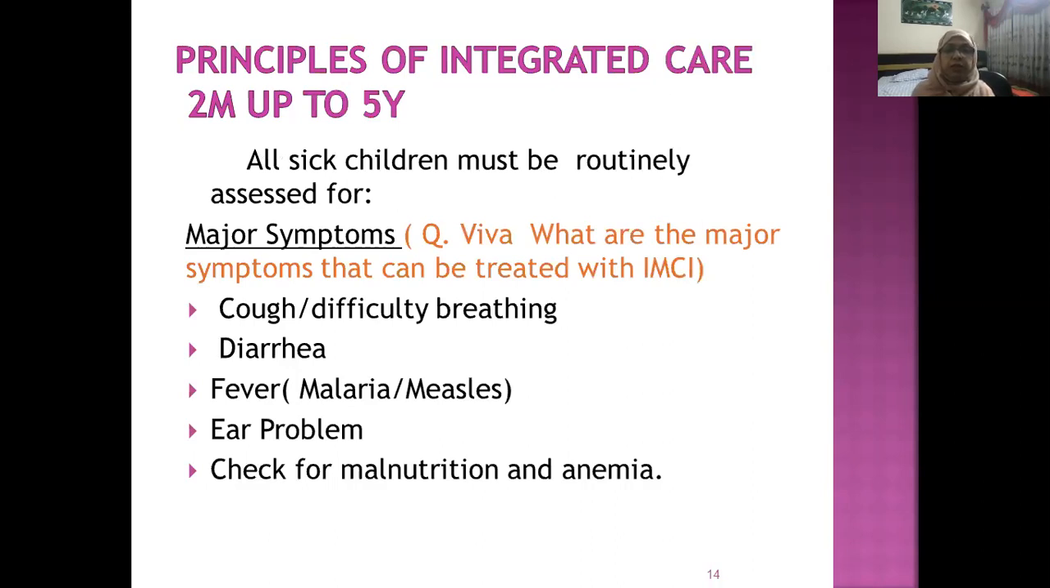In your viva, you may be asked what are the major symptoms that can be treated with IMCI. Cough and difficult breathing, diarrhea with dehydration, fever with malaria or measles, ear problem, check for malnutrition and anemia. These are the major symptoms you have to treat as per IMCI.